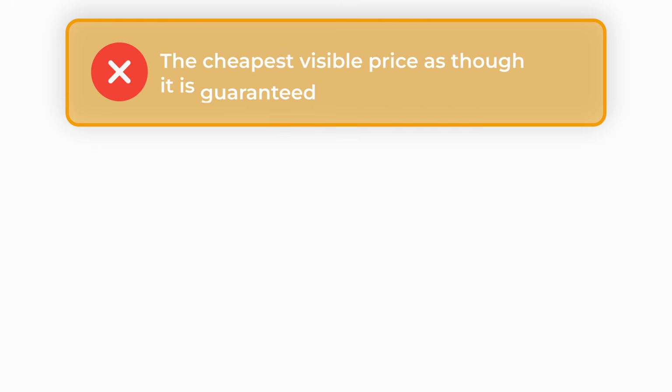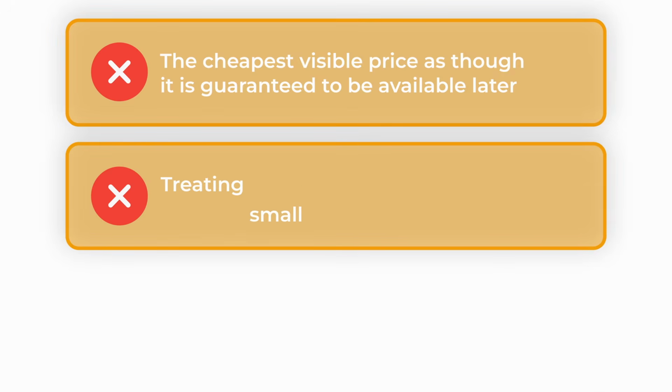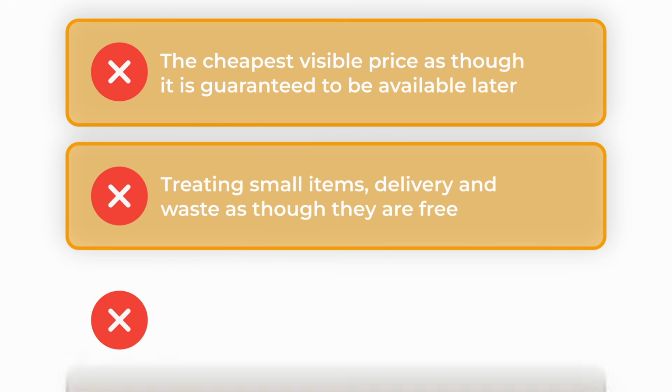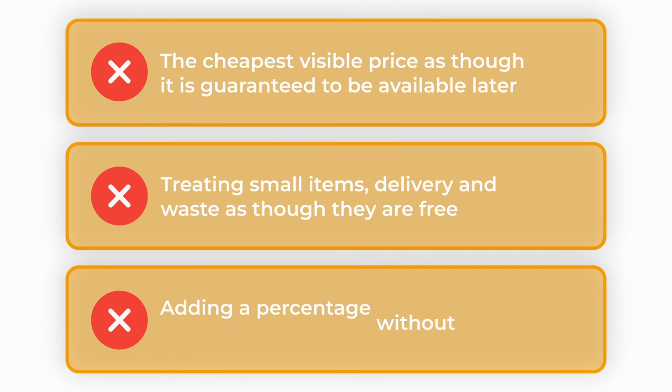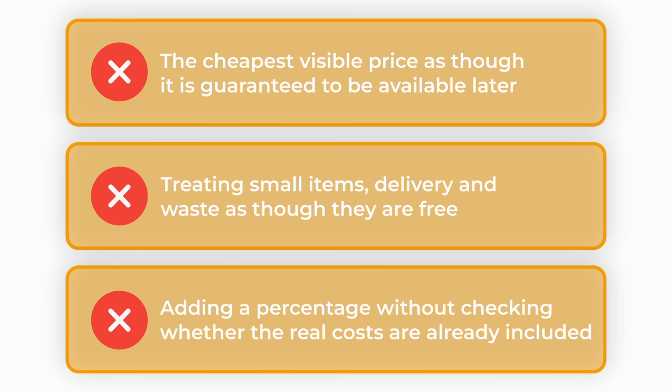These are 3 mistakes I would avoid. The first is using the cheapest visible price as though it is guaranteed to be available later. The second is treating small items, delivery and waste as though they are free. The third is adding a percentage without checking whether the real costs are already included or whether something is being counted twice.